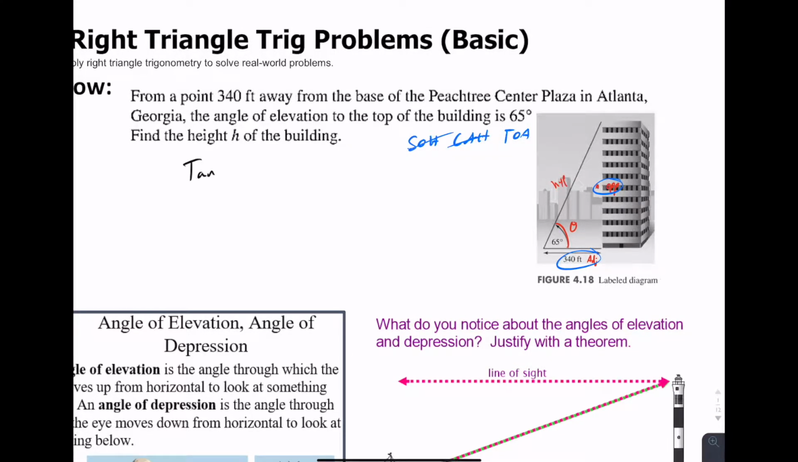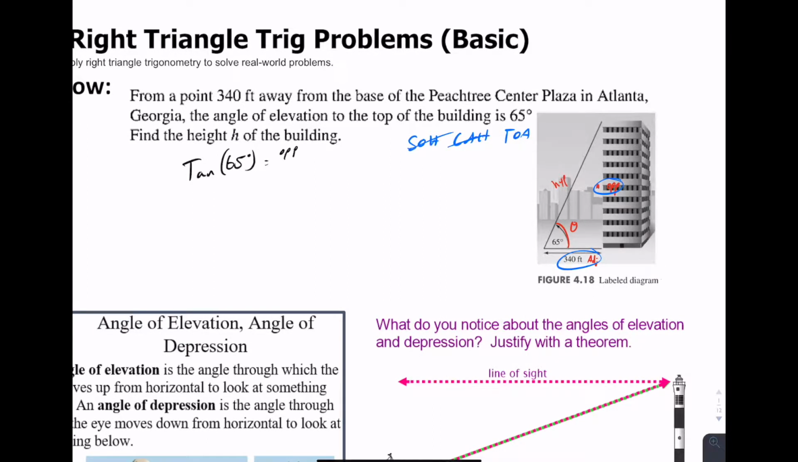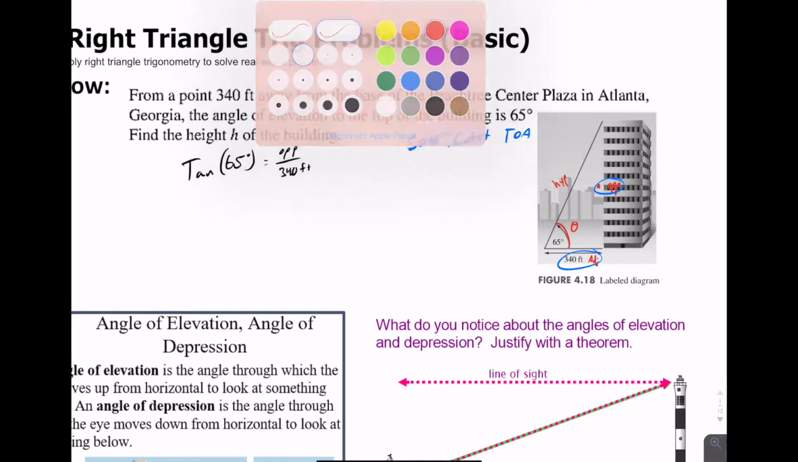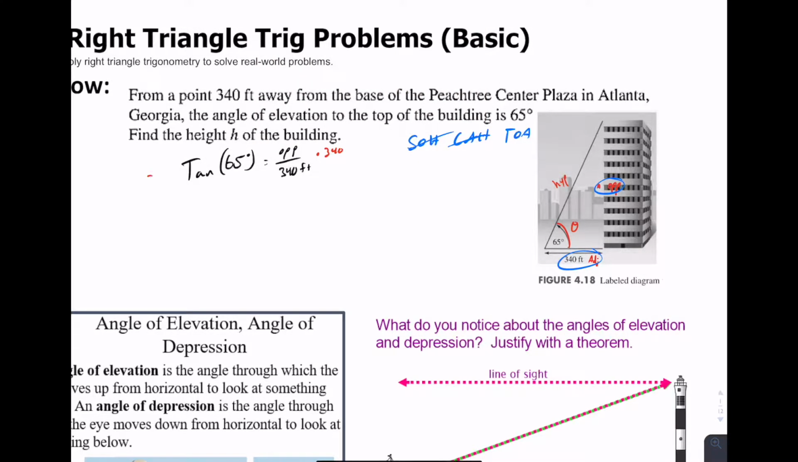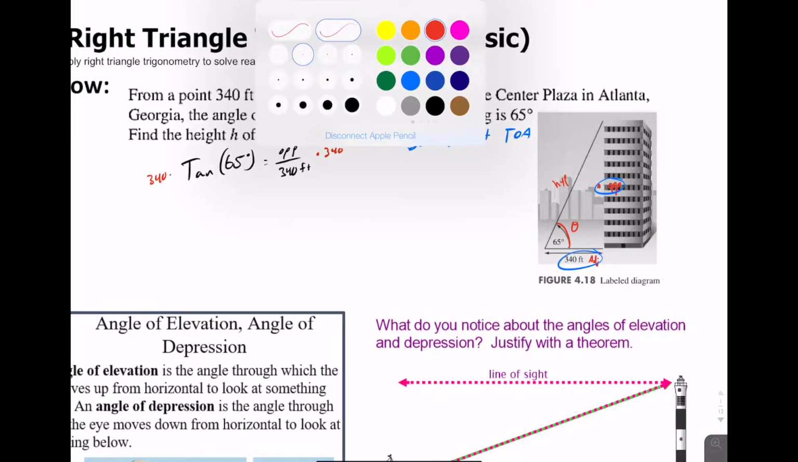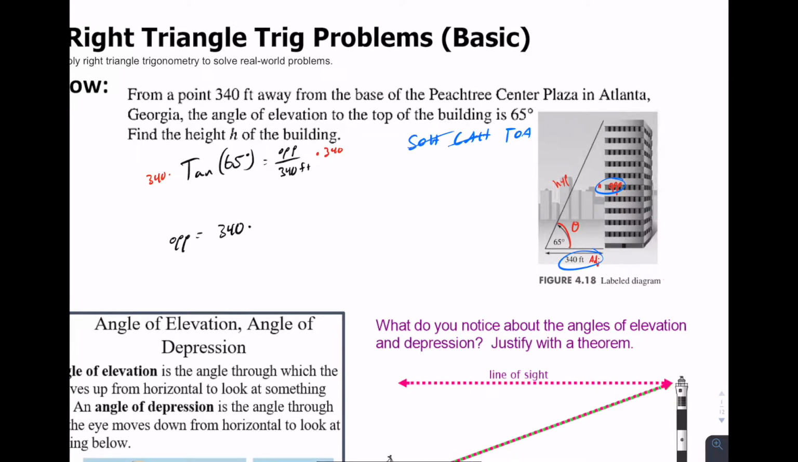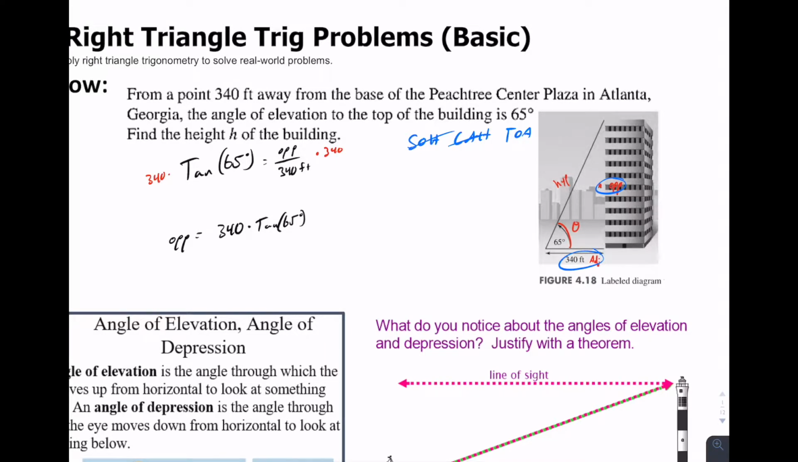So this would be tangent of whatever angle they gave us, or in this case, 65 degrees. And that equals opposite over adjacent, and that is 340 feet. Well, the only way to get opposite all by itself is to multiply both sides by 340. And so now our opposite is 340 times tangent 65 degrees.